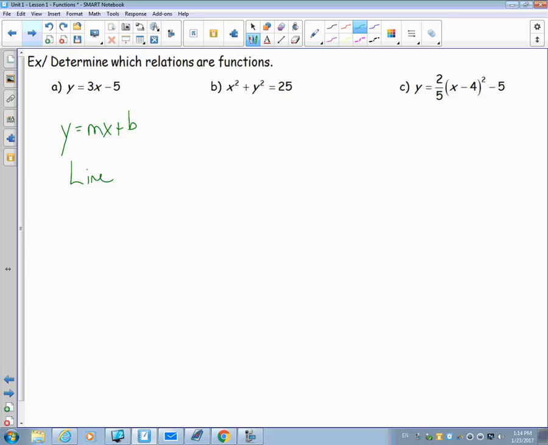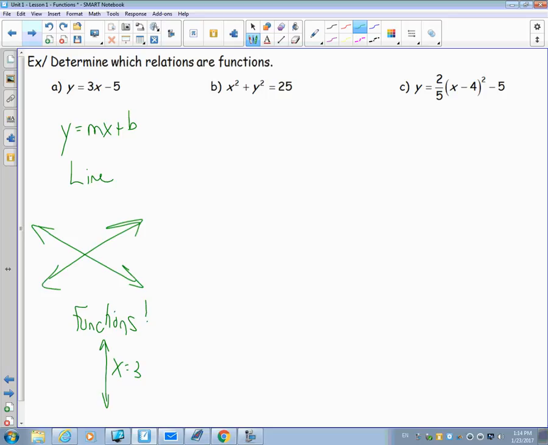Well, what's true about lines? They go this way, or they go this way. Are those functions? Sure they are. Every single line is a function except for one. The only one that's not would be a vertical line. And they have weird equations, like x equals 3. So if you come across a line, unless it's vertical, you should know automatically, oh, that's a function.